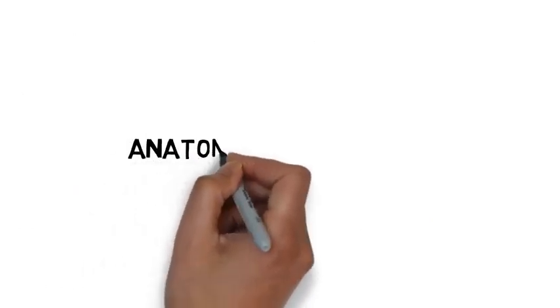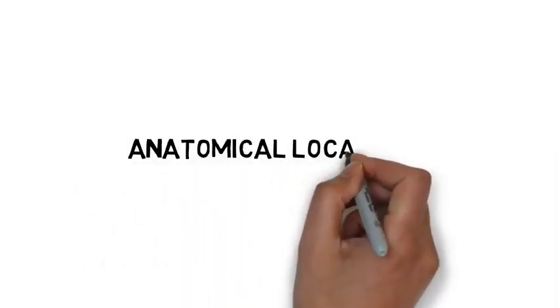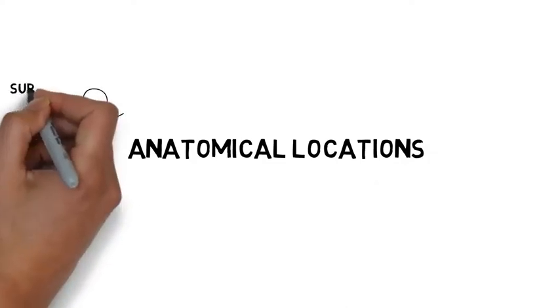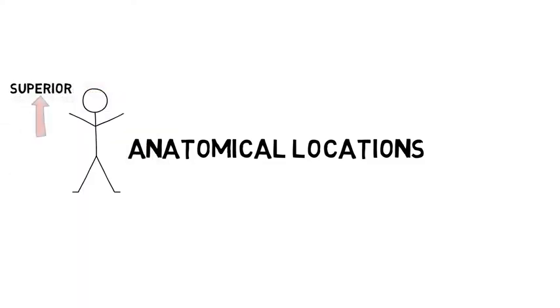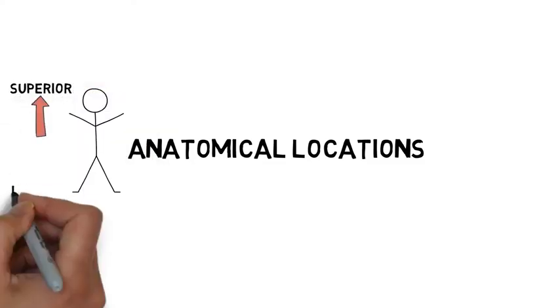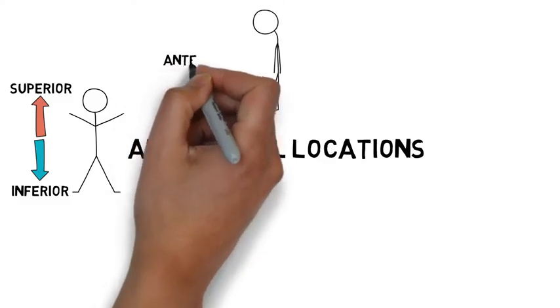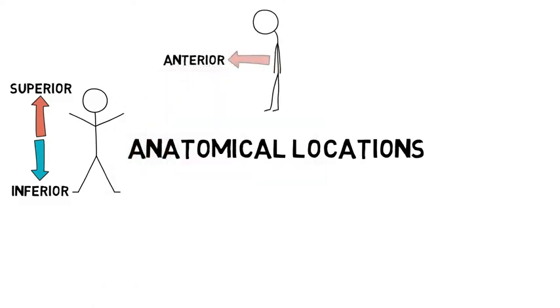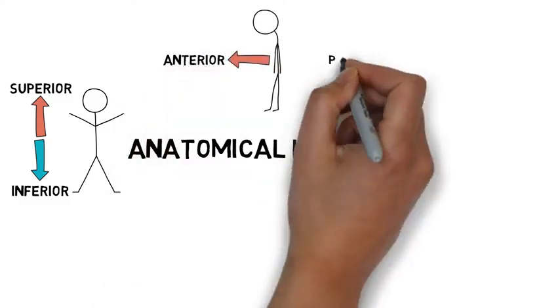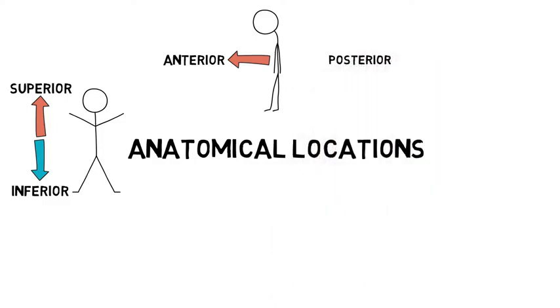Understanding human movement is essential to maximise rehabilitation and recovery programs. Anatomical locations refer to the different terms that describe specific locations or landmarks on the body. Superior refers to a position above a point of reference. Inferior refers to a position below a point of reference. Anterior refers to a position towards the front of the body. Posterior refers to a position on or towards the back of the body.